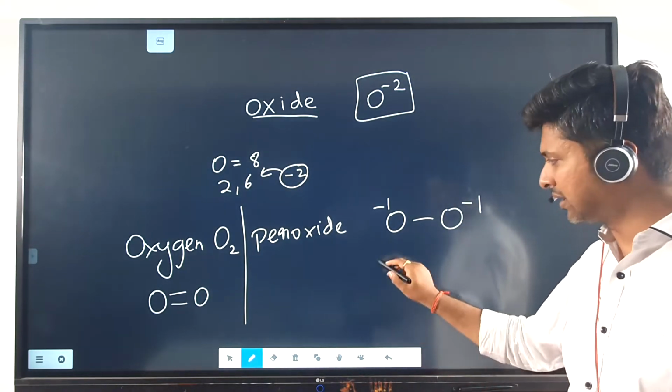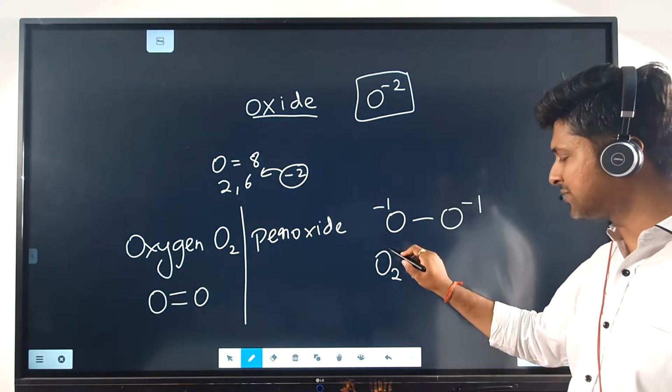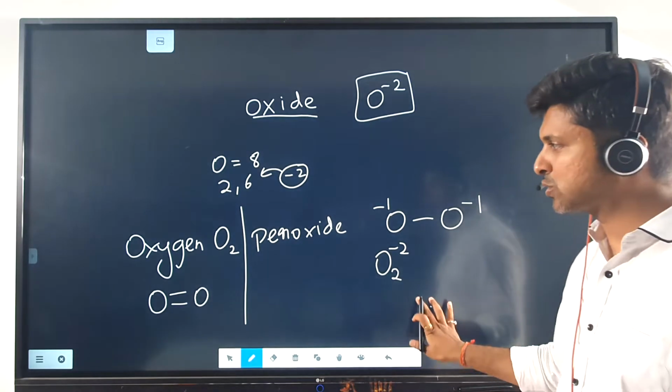Now if you get this together, this is 2 oxygens together, that's why O2, and the charge -1 plus -1 will become -2. So O2 minus 2 is nothing but peroxide.